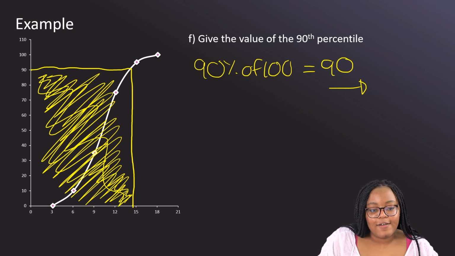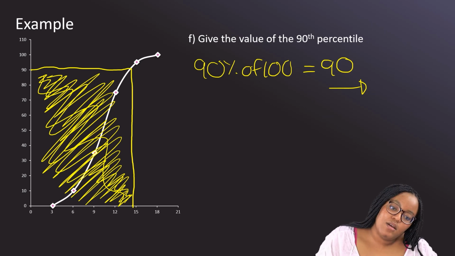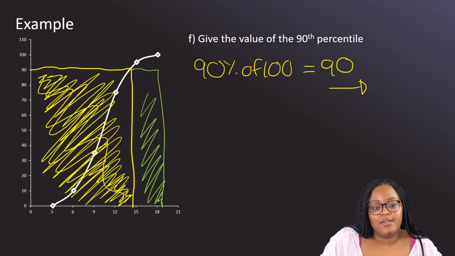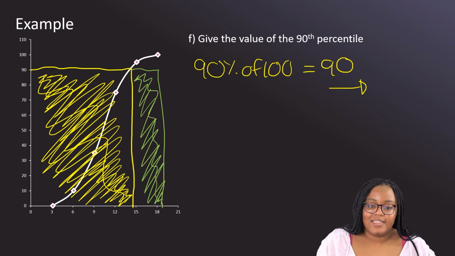And interestingly enough, where we have found our 90th percentile, it also means that above that percentile lies 10% of our data.